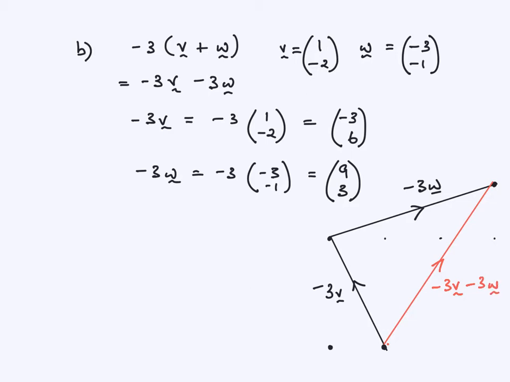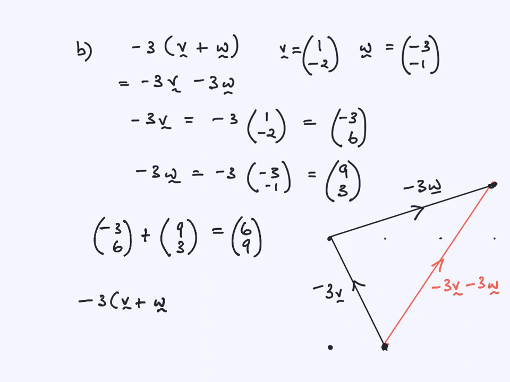Now if we go back to the algebra, go back to the numbers, minus 3, 6, plus 9, 3 gives us 6, 9. And if you check the diagram, you'll see that we move 6 spaces to the right and 9 spaces up to get from start to finish. We have to work out the magnitude of this vector, so minus 3v minus 3w is the square root of 6 squared plus 9 squared, and that's 36 and 81, and that's the square root of 117.